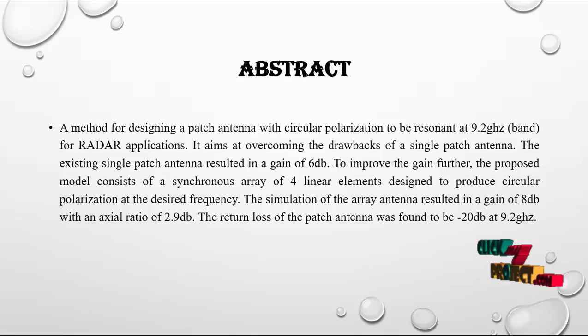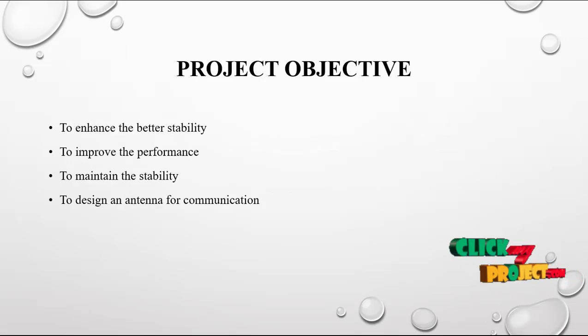To improve the gain further, the proposed model consists of a synchronous array of 4 linear elements designed to produce the circular polarization at the desired frequency. Simulation of the array resulted in a gain of 8 dB with an axial ratio of 2.9 dB. The return loss for the patch antenna was found to be minus 20 dB at 9.2 GHz.